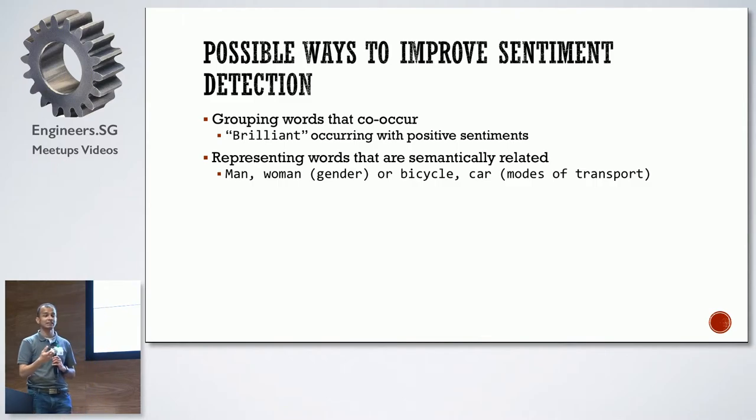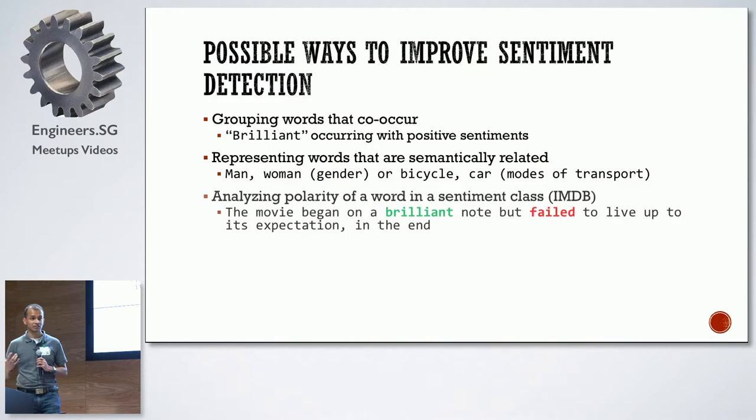So you can say, even though I might not understand a word, if I can understand its neighbors, I can actually understand what the word is talking about. So this is another example of how we could improve sentiment. And again, analyzing the polarity of the words in the sentence itself is another way we can improve the sentiment.